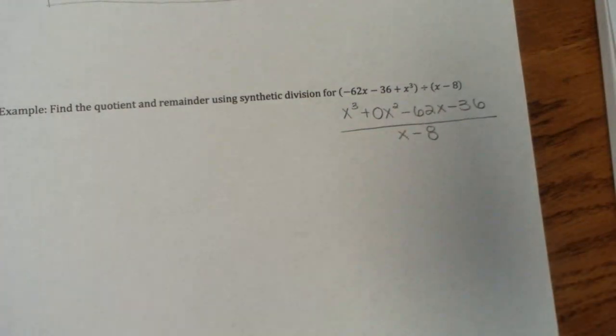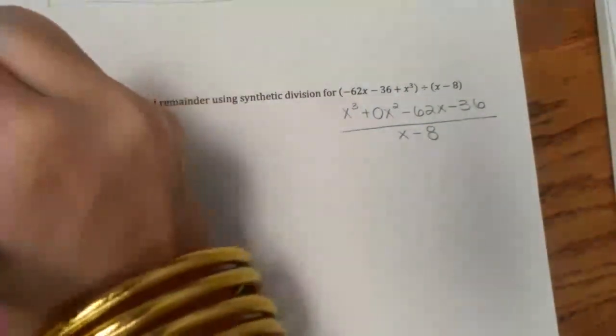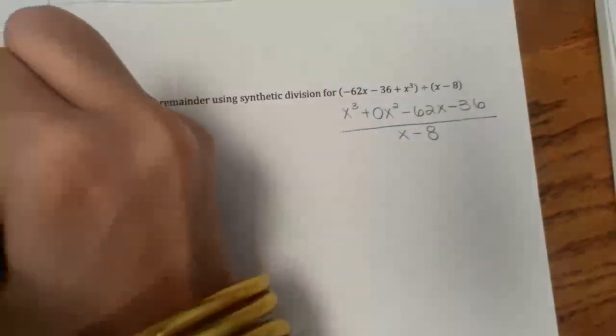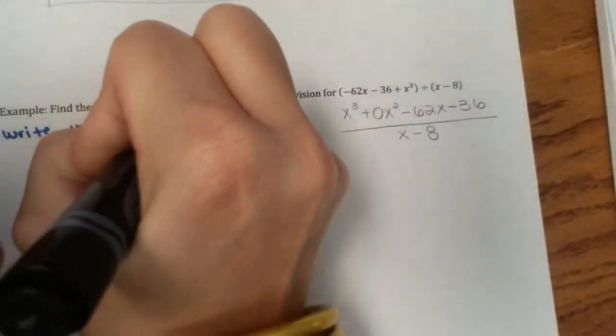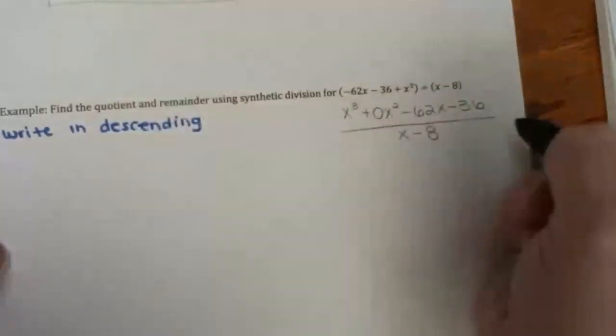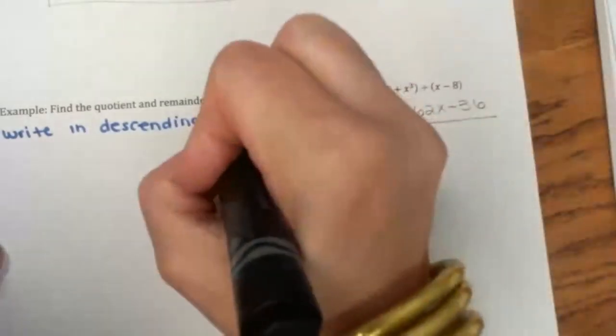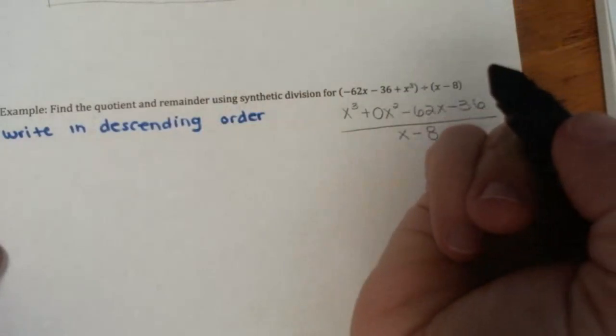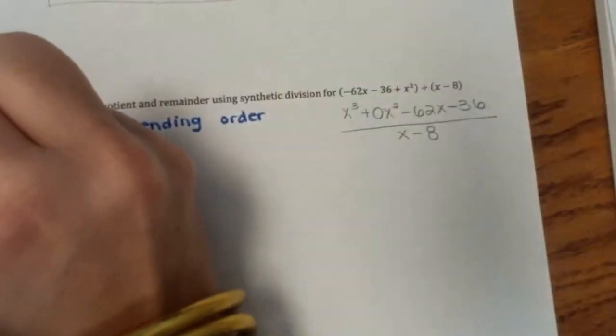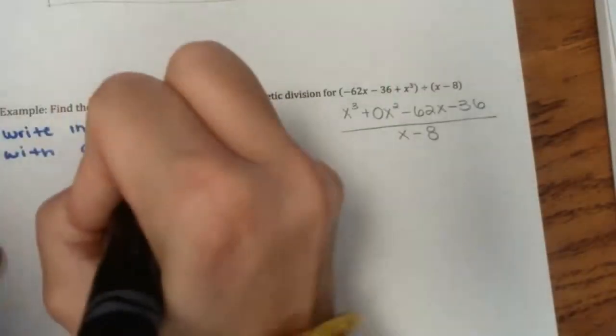So, little note. Write in descending order. So starting off with our highest exponent, going down to no exponent. Greatest to least order with any placeholders.